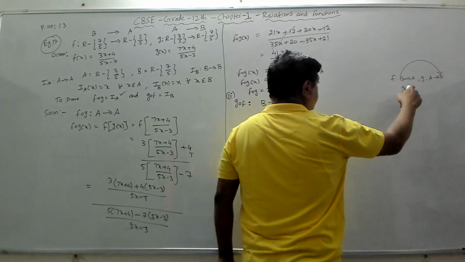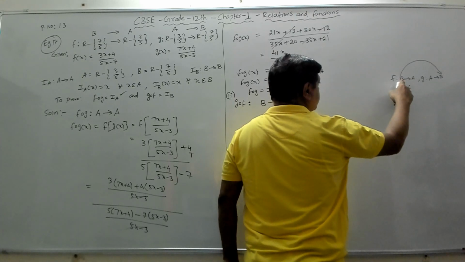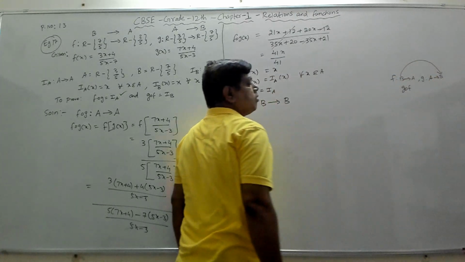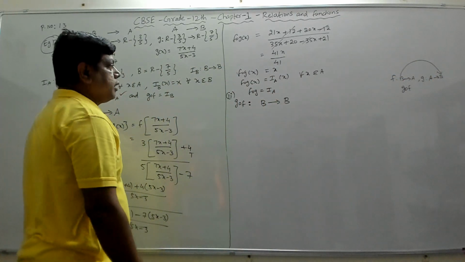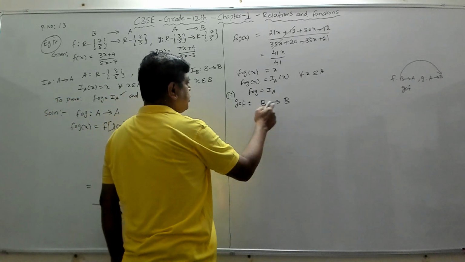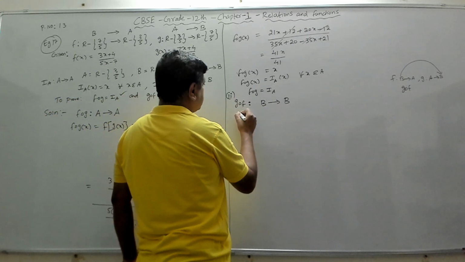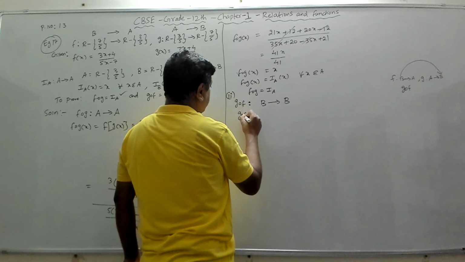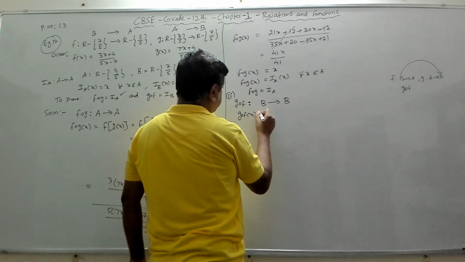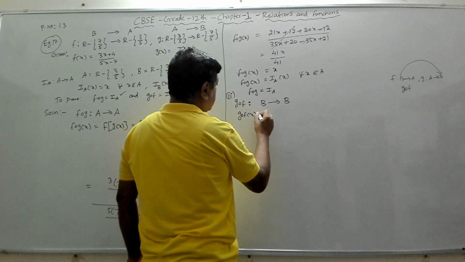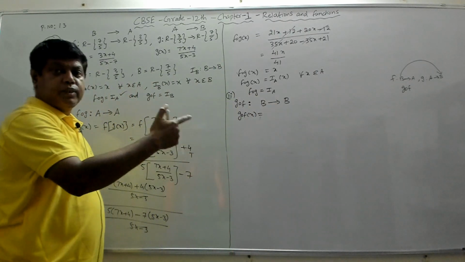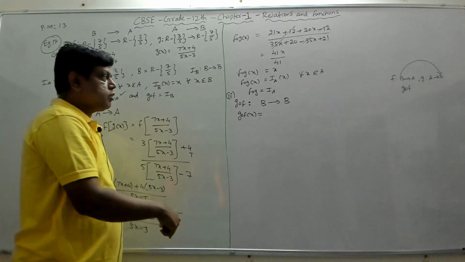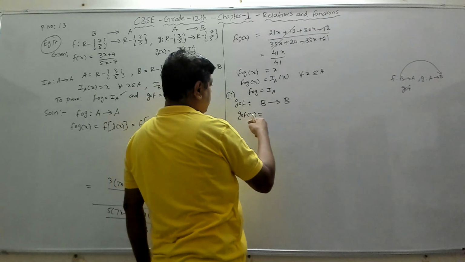So G of F means first F is applied to B, right? So this is from B to B. Then we have to find the definition of G of F of X. I told you, for any function, we have to first define from which set to which set it is going, then the definition of the function. So the set is defined. Now we have to go to the definition of G of F.